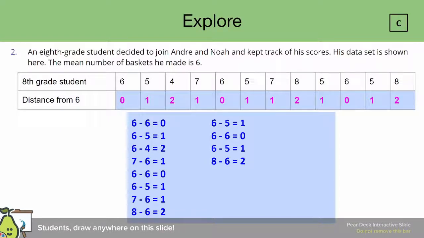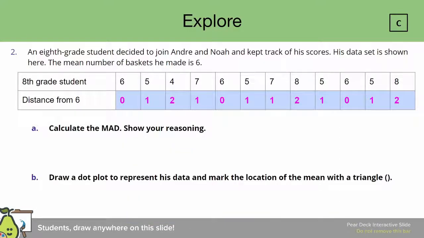Another example is shown here when we have the number 8. I would not do 6 minus 8 because that would result in a negative response. So instead, I'm going to do 8 minus 6 and generate the positive distance from 6, which is 2. All right. With that said, let's move ahead and let's see what else I have for you.